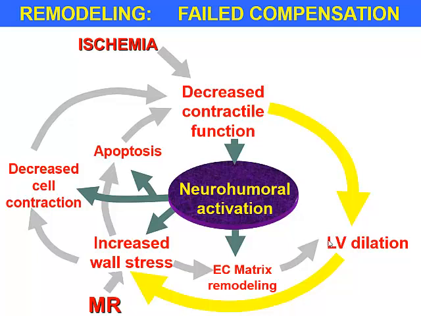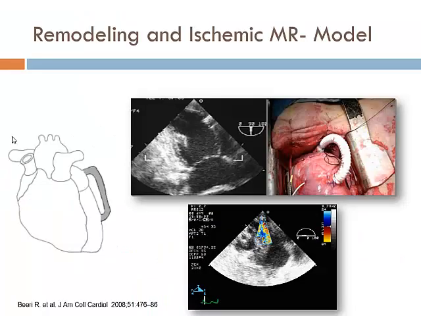This cascade involves the reducing of cell contraction and the inducing of apoptosis, which are both due to increased wall stress. But increased wall stress, and I want to point this out early on, also causes extracellular matrix remodeling. And the extracellular matrix has not traditionally been a target of treatment in these patients. All of these are exacerbated by a general all-body neurohumoral activation, which activates many of these pathways.